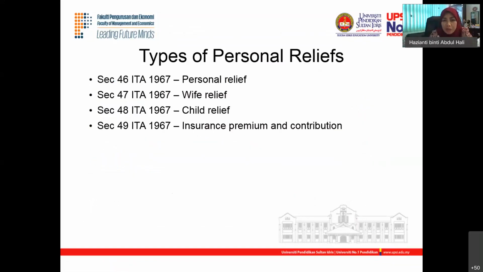Right. So these are the types of personal relief that we are going to look at today. Section 46, 47, 48 and also 49. Okay. Right. So for personal relief, 46 ni dia ada banyak lah.